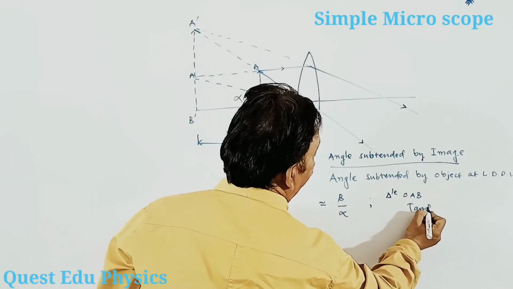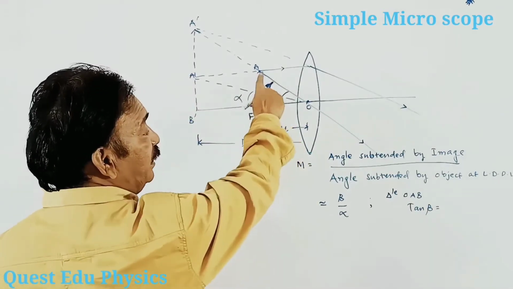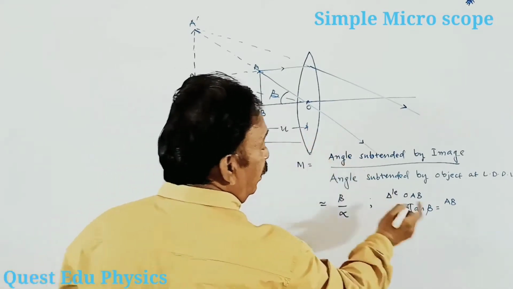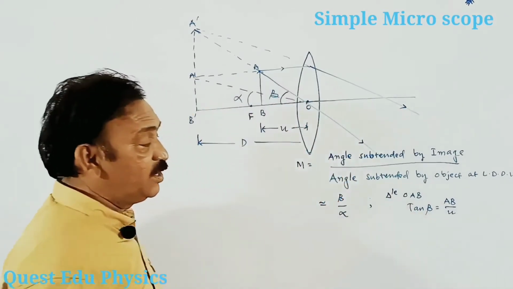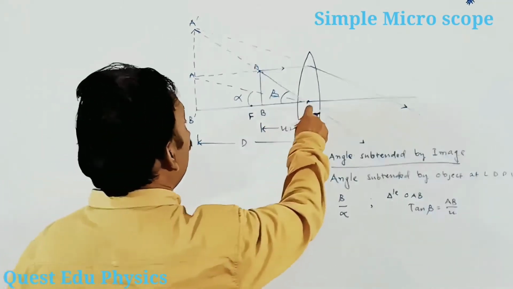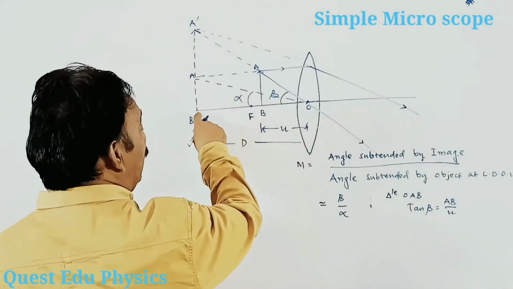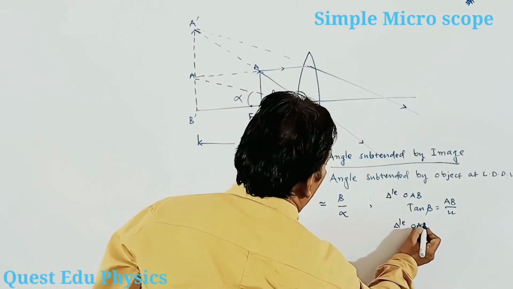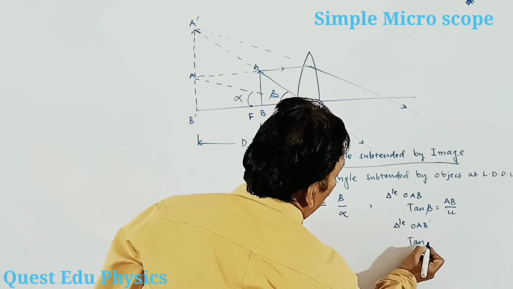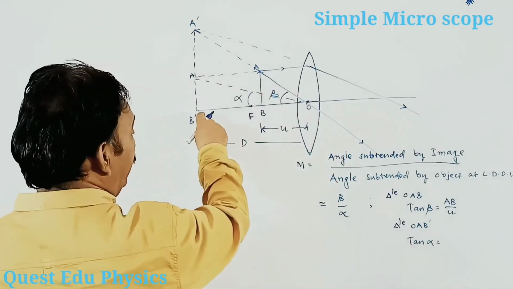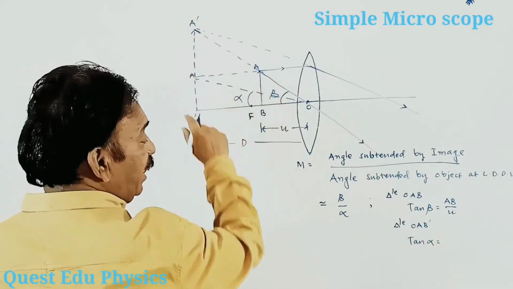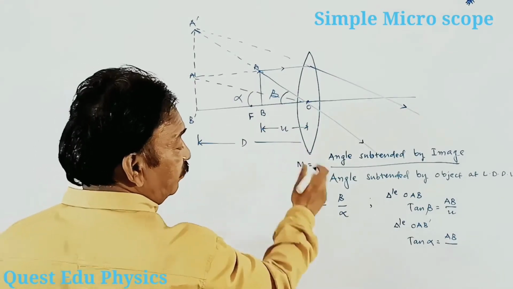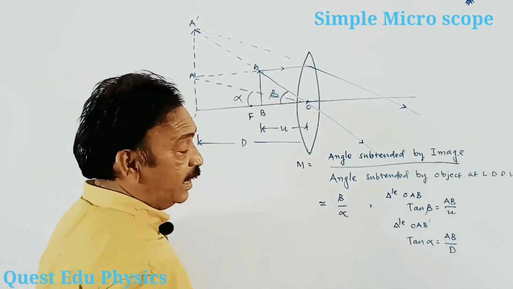From triangle OAB, tan beta is equal to the opposite side, which is AB, by U, students. I am not putting any sign convention here. Similarly, we have to go with tan alpha, triangle OAB dash. From triangle OAB dash, tan alpha is equal to AB. This AB is equal to AB dash. AB by D. Here also I am not taking any sign convention.